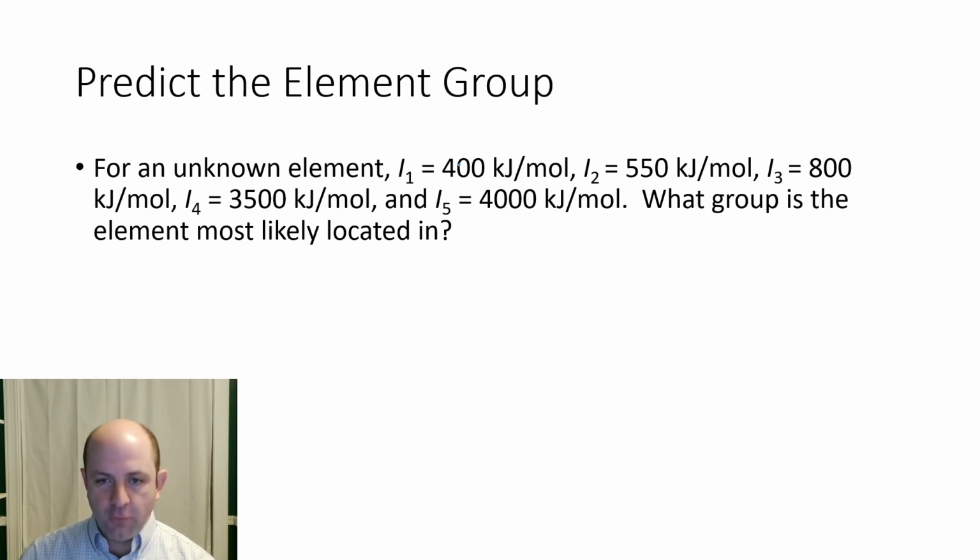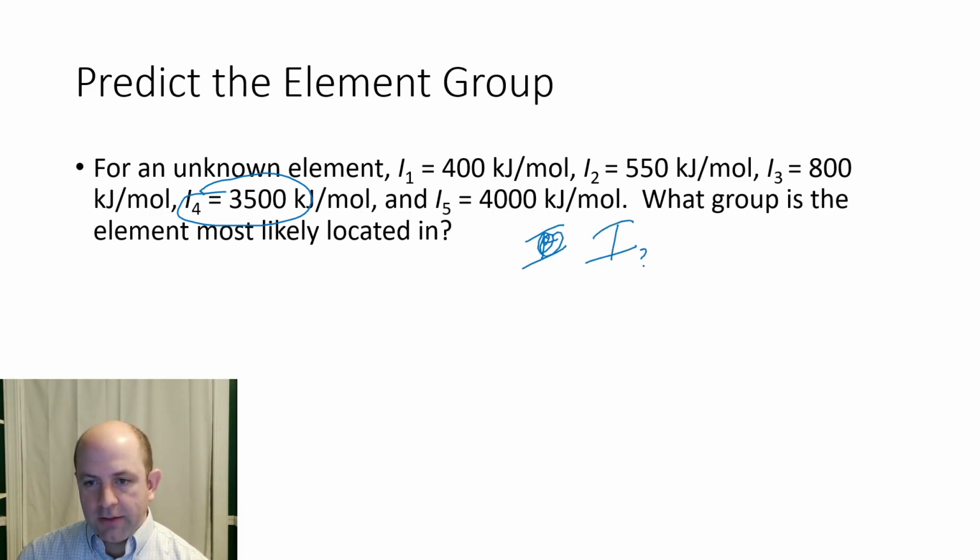So we say, okay, we got 400, 550, that doesn't seem too bad. 550 to 800 doesn't seem so bad. 800 to 3,500. Here is our jump. There's the first big number, and then, yeah, to I5 only 4,000 more. So that's the jump from 800 to 3,500. I3 to I4, that's where the jump occurs.